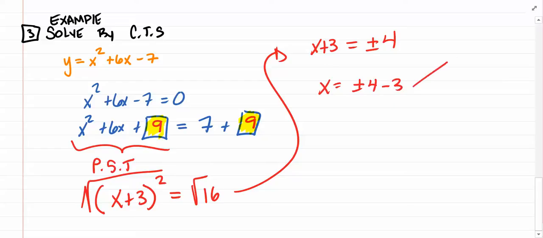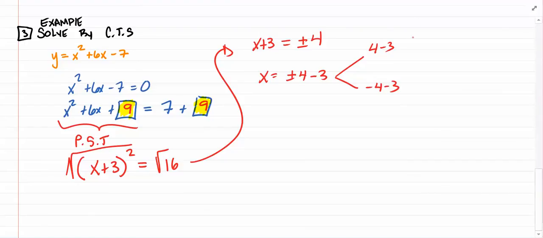So there are two answers. There is 4 minus 3, and then there is negative 4 minus 3. So the answers that we would be looking for would be 4 minus 3 is the number 1, and then negative 4 minus 3 is the number negative 7. So this one was a little bit easier. Didn't necessarily have to complete the square for this one, but if we were going to graph this one, we would see that the solutions would be at 1 and negative 7. We will do more practice the next time that we meet in class.